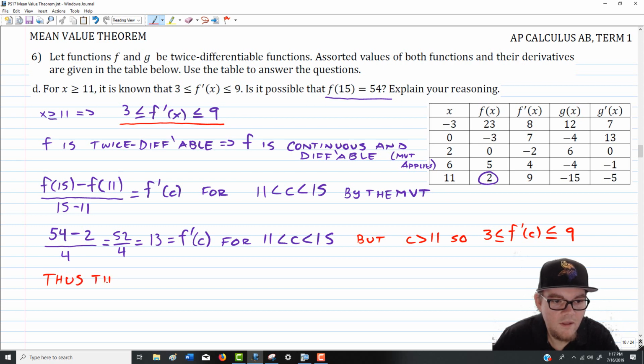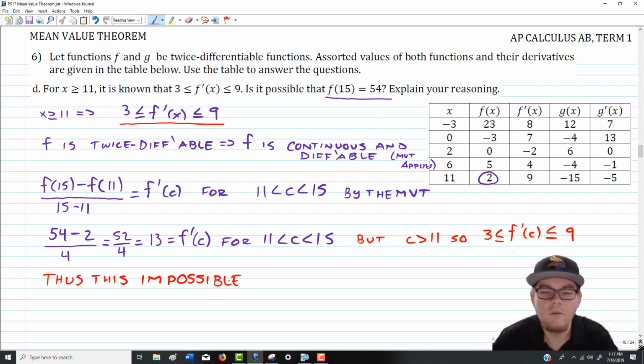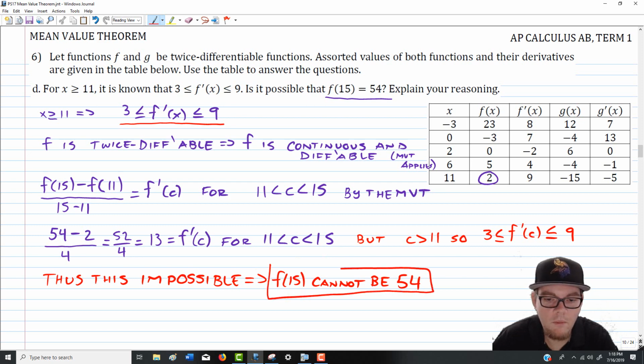Thus, this is impossible. So in other words, what we've shown is that if f of 15 is equal to 54, then the average rate of change is larger than 9, which guarantees a slope that's larger than the 9, which we know from what we were told is impossible. Thus, this is impossible. So f of 15 cannot be 54. We've done this using what we would call proof by contradiction, in fact.